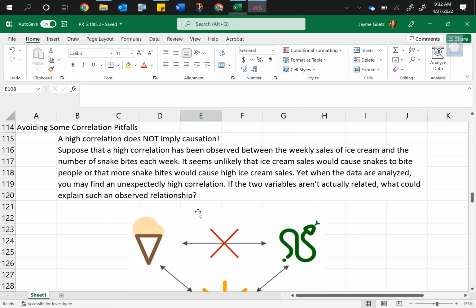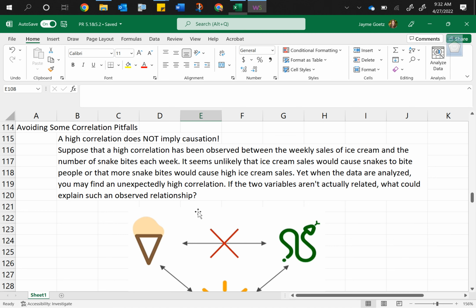Suppose that a high correlation has been observed between the weekly sales of ice cream and the number of snake bites each week. It seems unlikely that ice cream sales would cause snake bites, or would cause snakes to bite people, or that more snake bites would cause ice cream sales. Okay, so the correlation between those, they're trying to figure that out. Yet, when the data are analyzed, you may find an unexpectedly high correlation. If the two variables aren't actually related, what could explain such an observed relationship?